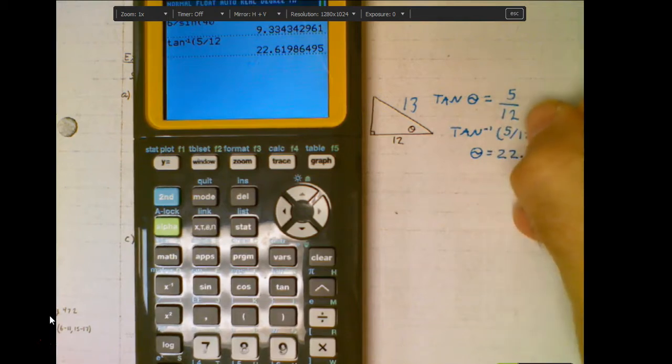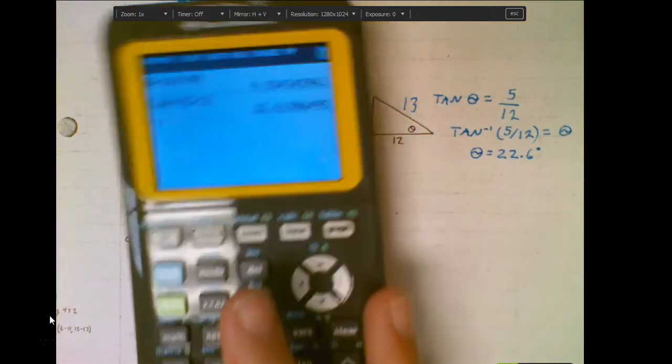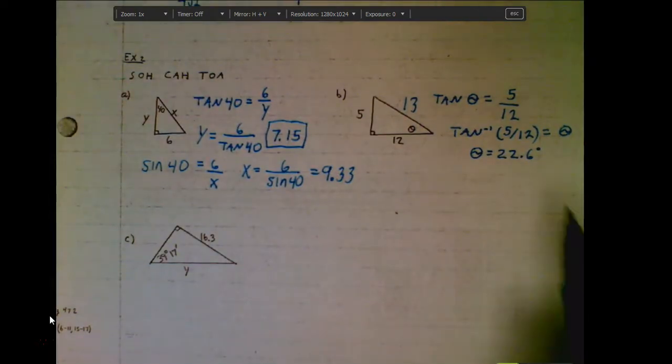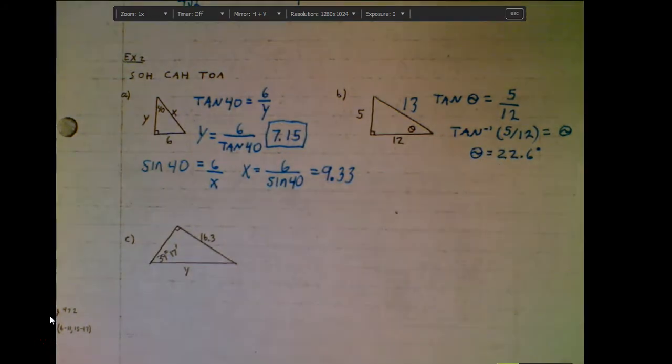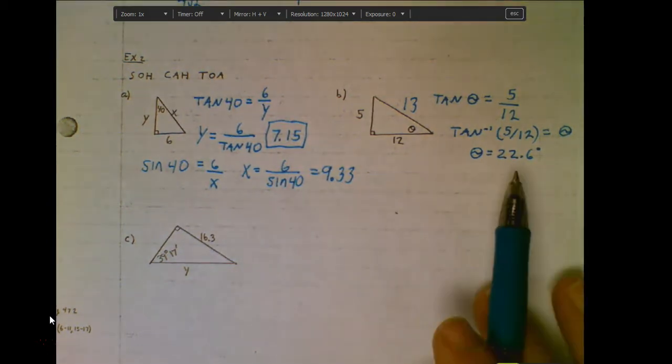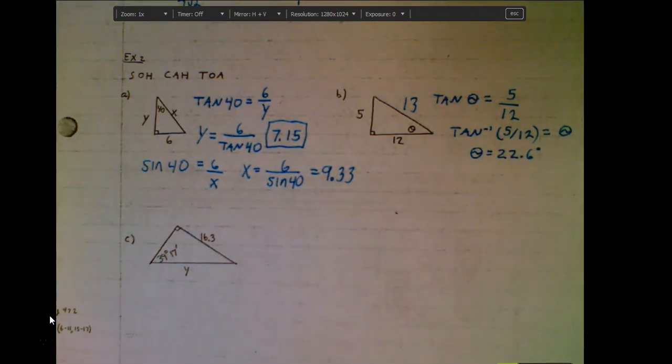Remember, the rule is 3 sig figs unless the directions say otherwise. And you will get directions that say otherwise. They might say to the nearest whole number, right? And so we would have used 23 degrees instead of what we have. So just read the directions. But if the directions don't say, then always go with 3 sig figs.